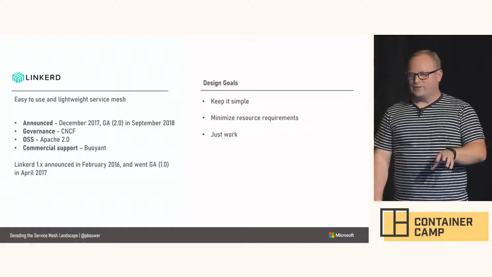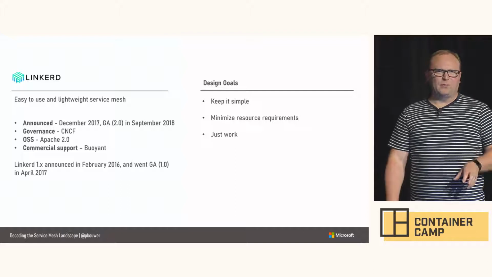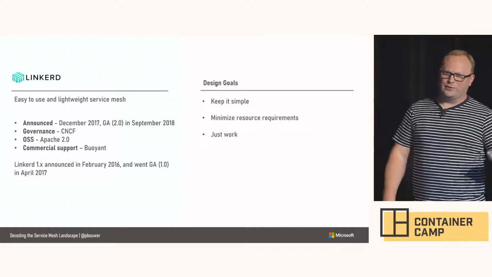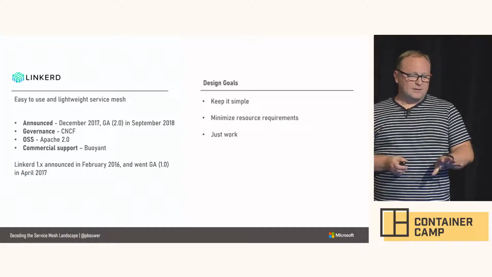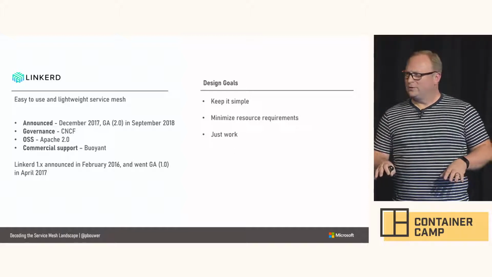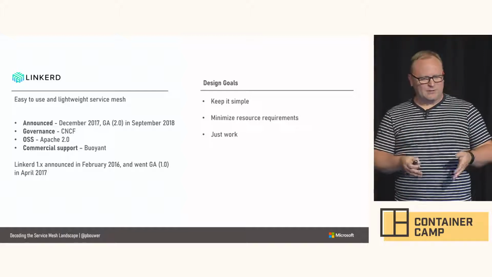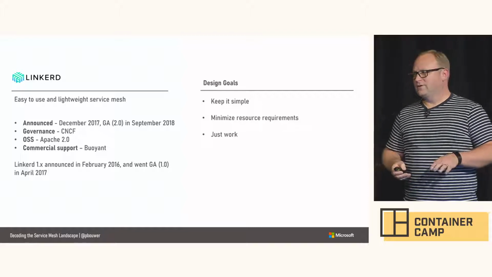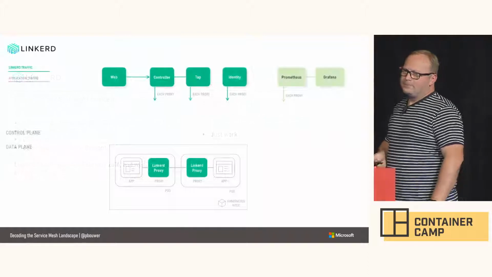The governance of this rests with the CNCF. It's also an Apache 2 license. And Buoyant offers commercial support. Buoyant were the people who originally built Linkerd, but it's an open source product. Their design goals, you can see, are very different to Istio's. Keep it simple. Literally everything they do is built around this. Keep it simple, minimize resource requirements, and just work. So you can see where their target market is now.